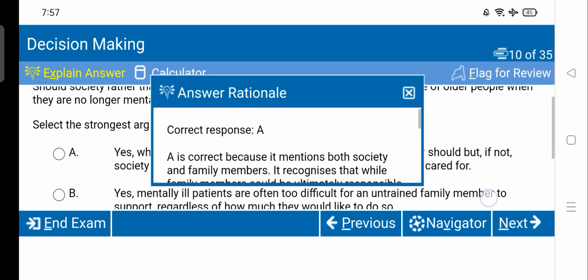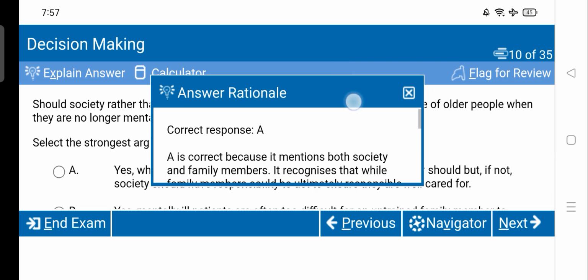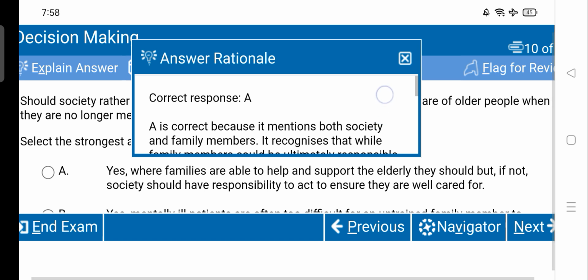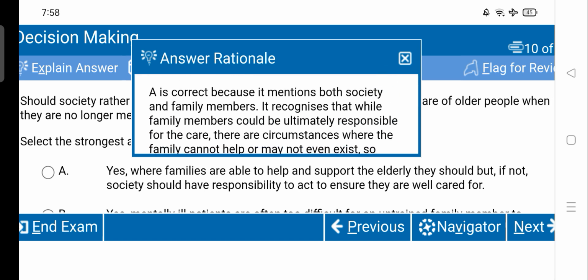So here option A is correct because it mentions both society and family members. It recognizes that while family members could be ultimately responsible for the care, there are circumstances where the family cannot help.